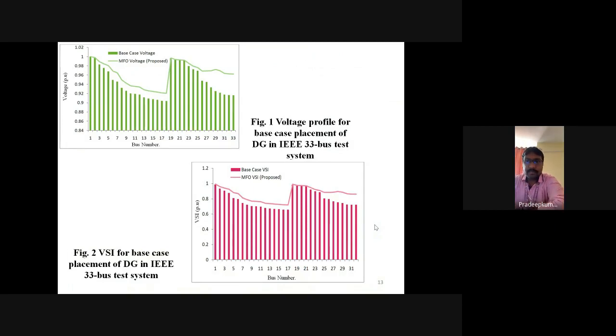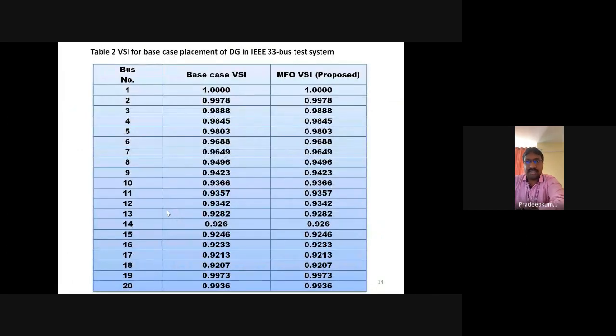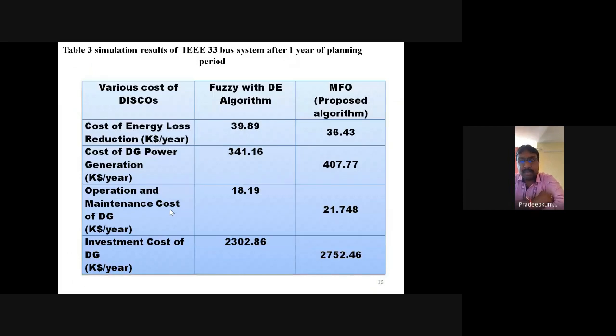Figure 1 shows the voltage profile for the base case placement of DC in the IEEE 33 bus system. In the graph, I am highlighting the base case voltage and the MFO voltage. By using the MFO algorithm, we improve the base case voltage. Figure 2 represents the base case placement for DC in the IEEE 33 bus test system. Now this is the voltage stability index for the base case placement of DC in the IEEE 33 bus system. These are the results, and the simulation results of the IEEE 33 bus system after one year of the planning period.